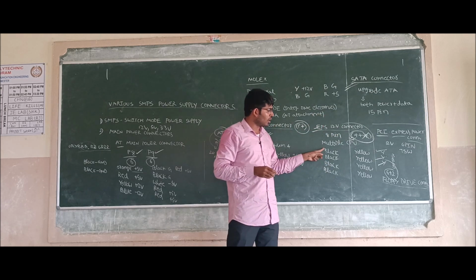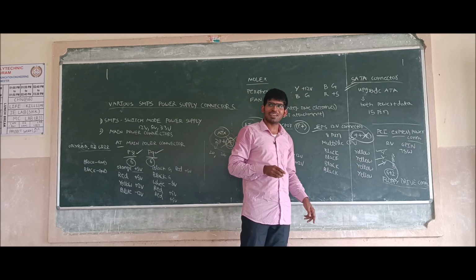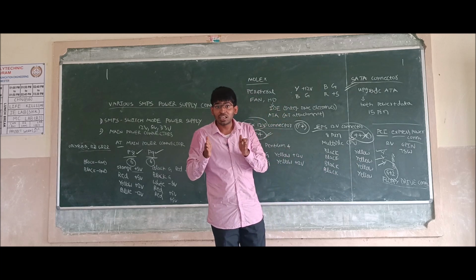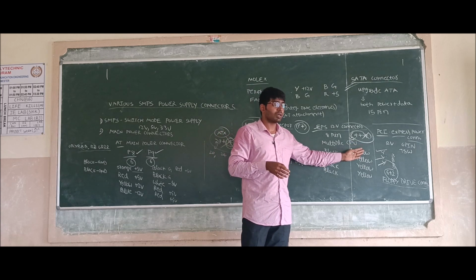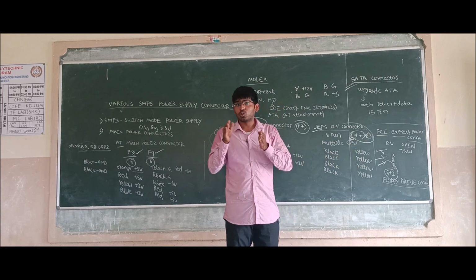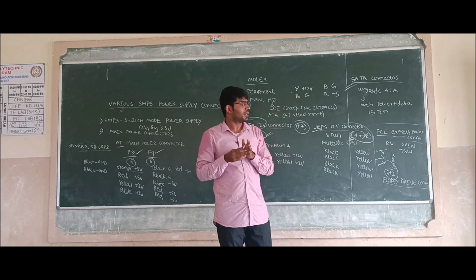Why are we not taking yellow, black, yellow, black, yellow, black, yellow, black? Same wires we want to bunch. That's why we are taking all blacks at one place and yellows at one place. If you see, all the wires will be bunched.